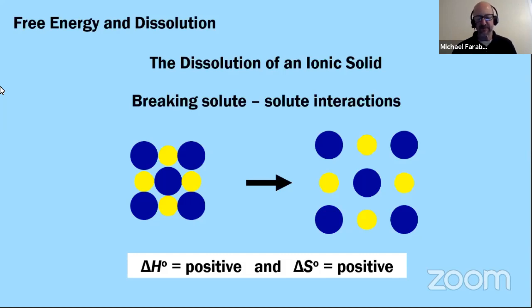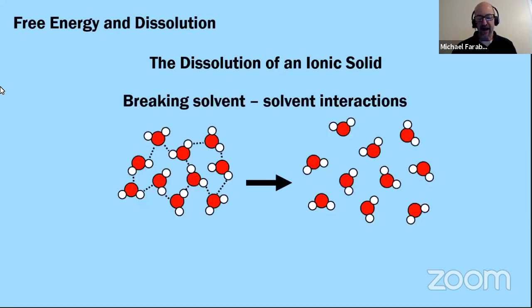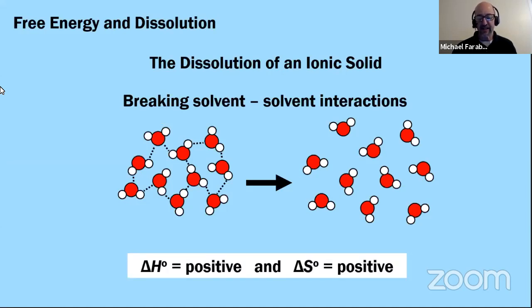So entropy is increasing. You have to break up some solvent interactions. That will also lead to a positive delta H. Again, anytime you break an attraction or a bond, you're breaking attractive forces that requires the input of energy, so endothermic. And again, we're pulling the particles apart from each other. So again, a positive delta S.